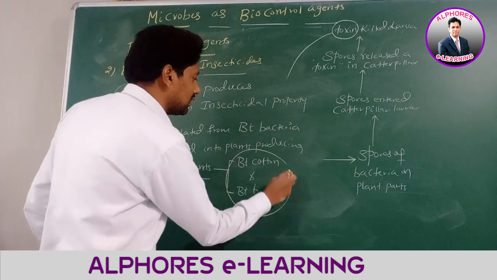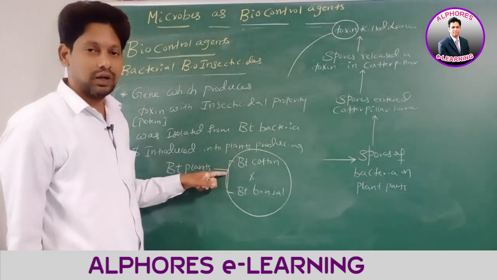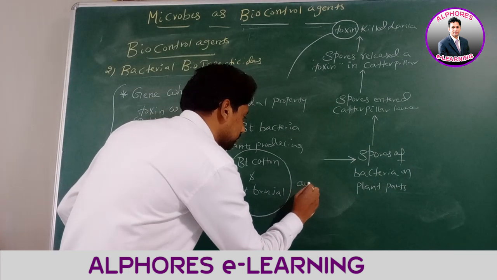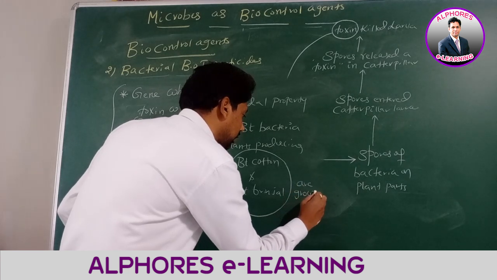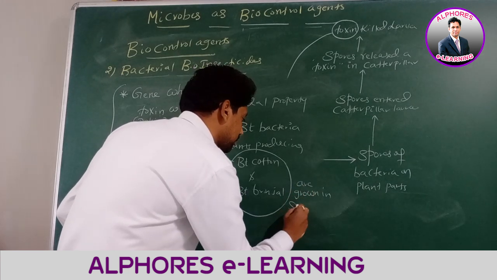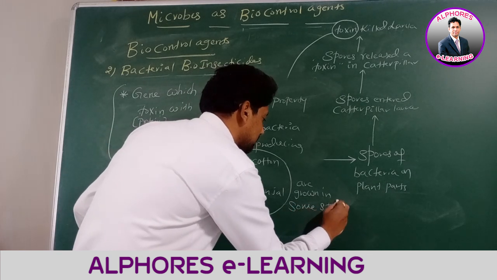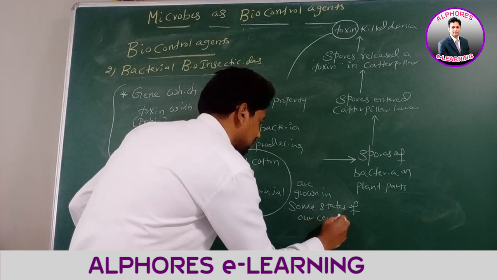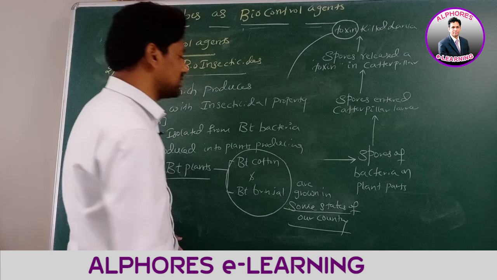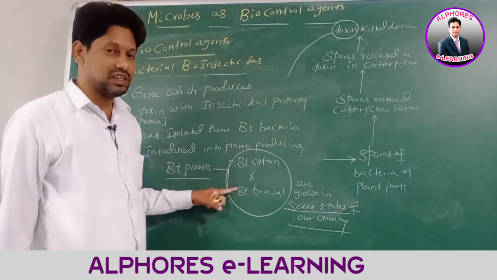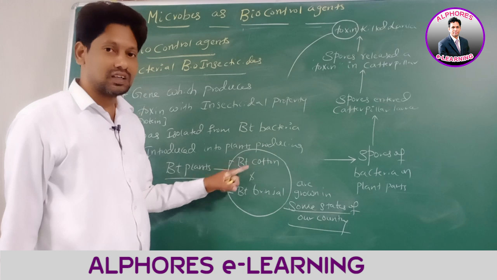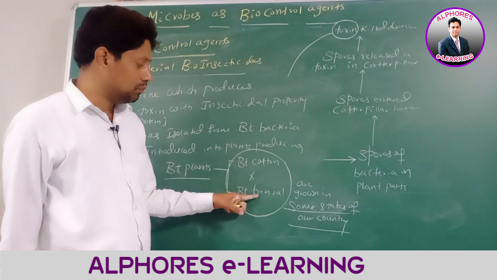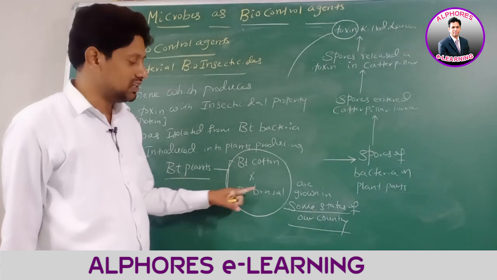This Bt cotton and Bt brinjal are grown in some states of our country. What are grown in some states of our country? Bt cotton and Bt brinjal. Sir, what is the meaning of Bt cotton, Bt brinjal? Cotton with Bt gene is Bt cotton. Brinjal with Bt gene is Bt brinjal.